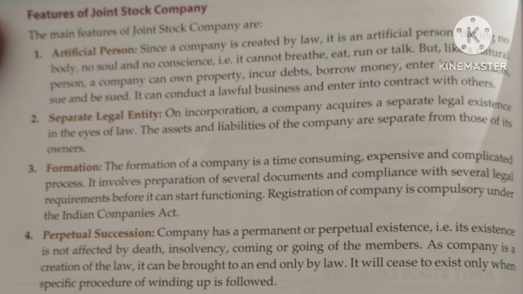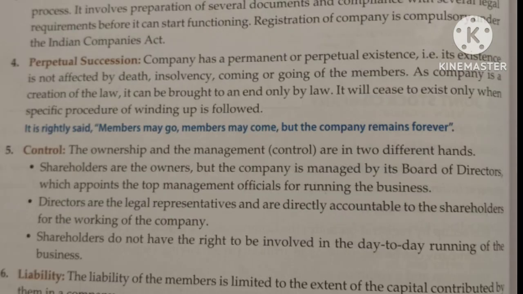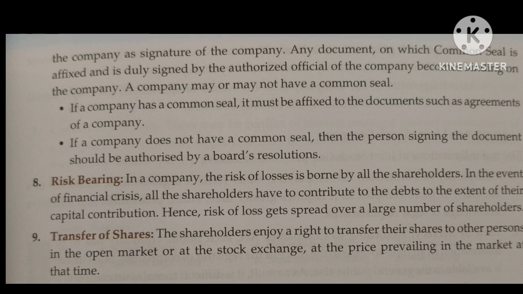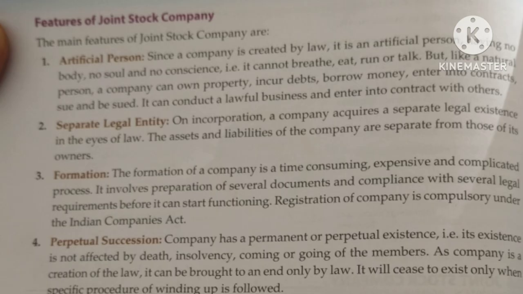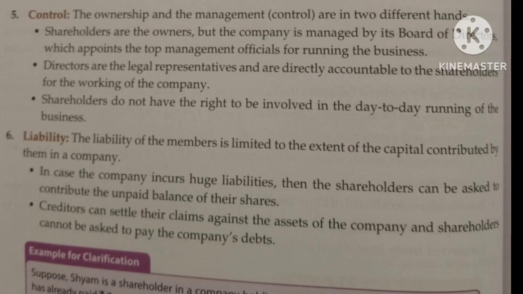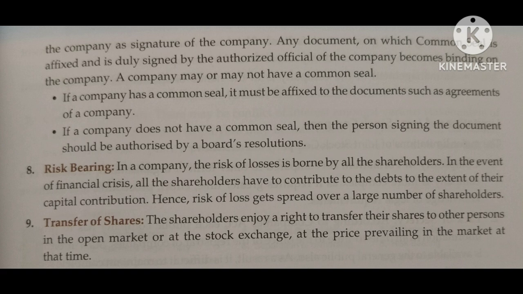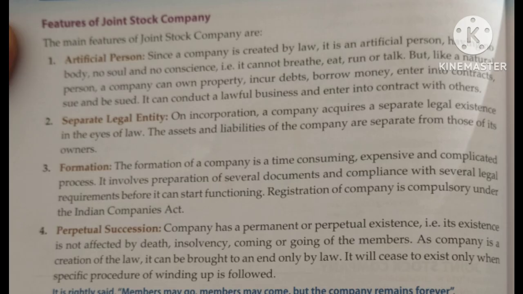So the features of the joint stock company are artificial person, separate legal entity, formation, perpetual succession, control, liability, common seal, risk bearing, and transfer of shares. I repeat: artificial person, separate legal entity, formation, perpetual succession, control, liability, common seal, risk bearing, and transfer of shares. So these 9 are the features of joint stock company.